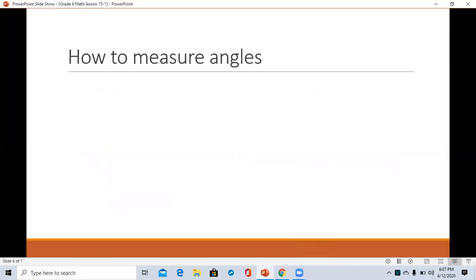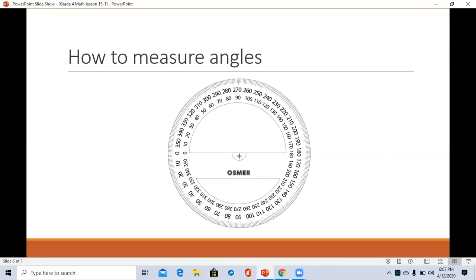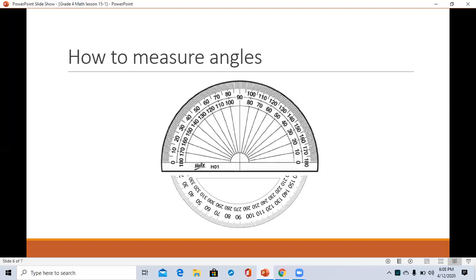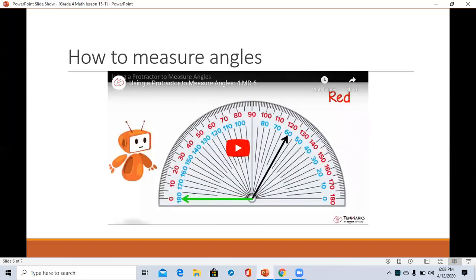So how do you measure angles? Like in science, using tools, we too have in maths something called a protractor. This protractor is a full circle, and we can see that it measures 360 degrees, but we'll only be using half a protractor. So let's look at this short video to help us better understand how to use the protractor.